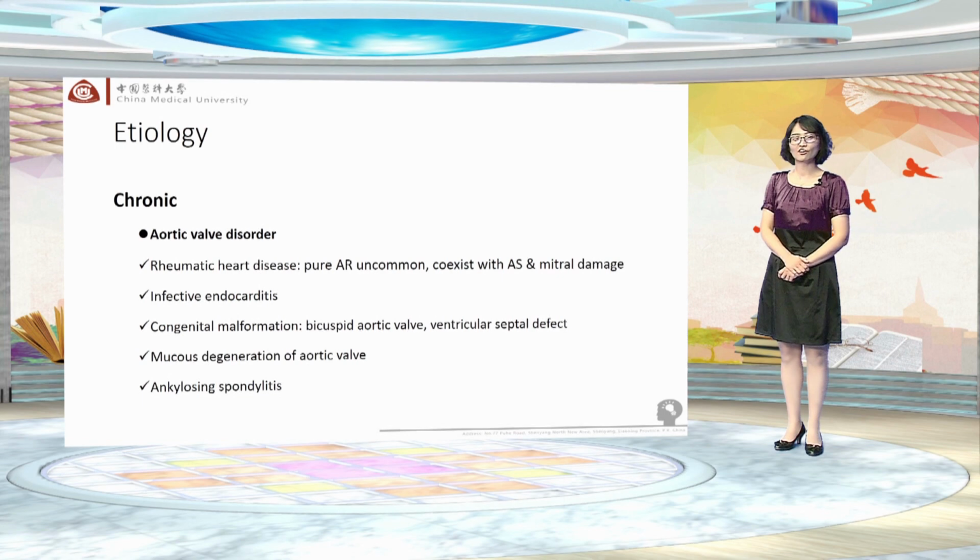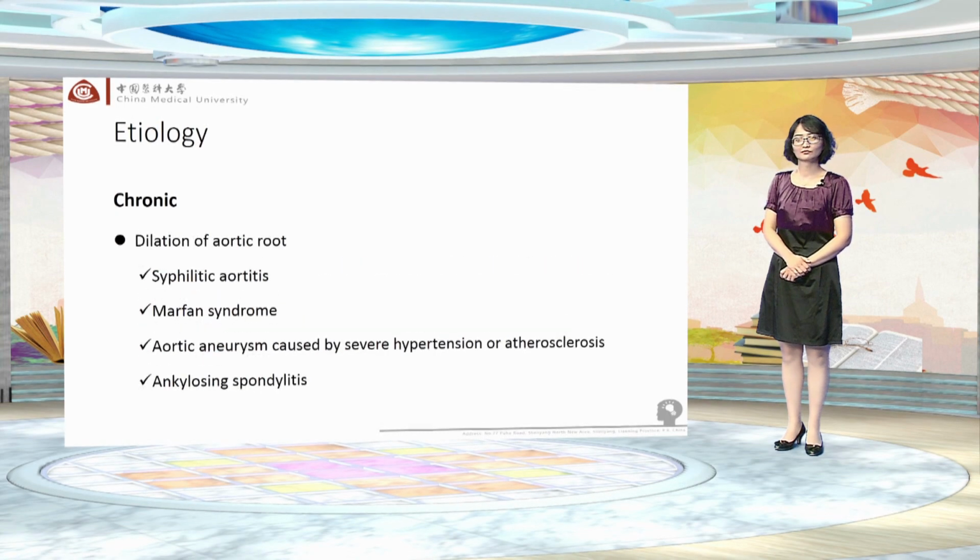For chronic AR, the causes are usually associated with aortic valve disorder and the dilatation of the aortic root. Marfan syndrome and aortic aneurysm are usually seen in the dilatation of the aortic root.